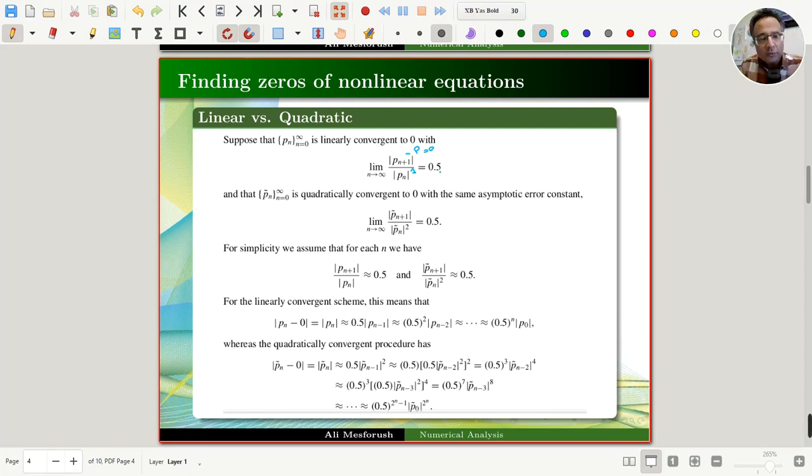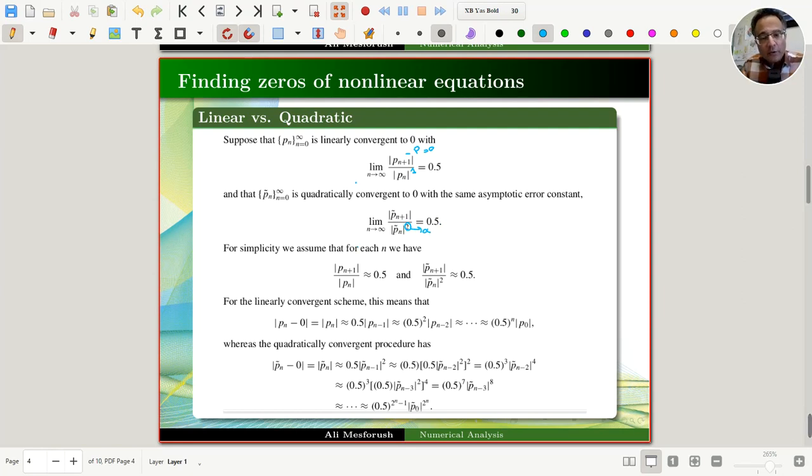So this is true. And let {Pn tilde}, for n equal to 0 to infinity, be quadratically convergent to 0. So by the same definition of the rate of convergence, we will have the limit as n goes to infinity of the absolute value of Pn+1 tilde over Pn tilde squared. In fact, alpha is 2 for the quadratic convergence, and lambda will be half.